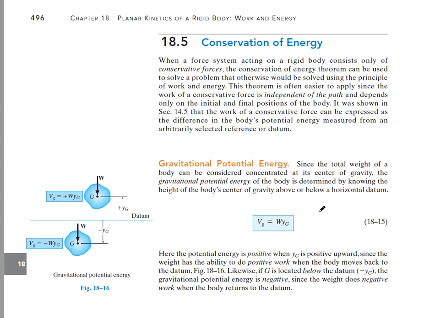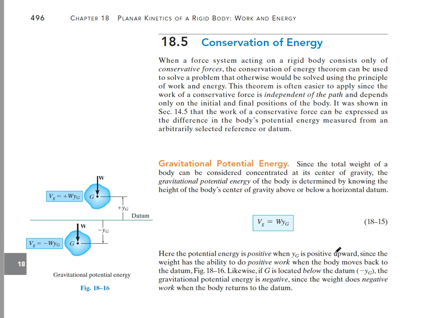Conservation of energy. Okay, so we had earlier the work-energy equation. Now, if the external forces do not produce any work upon the body, so in the earlier equation 18-14, the sum of U1-2, the work of the forces, is 0, then the energy is conserved. Initial and final kinetic energies are conserved.